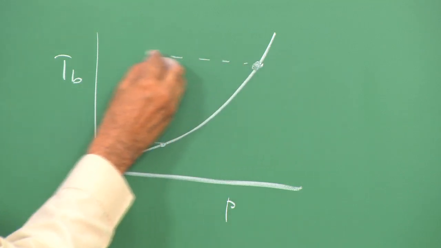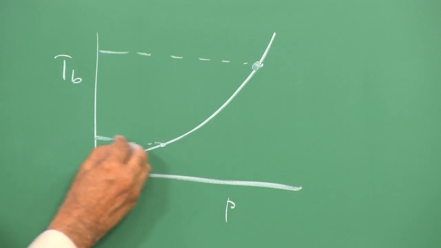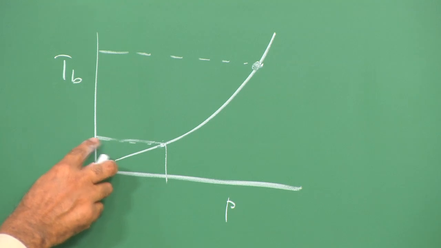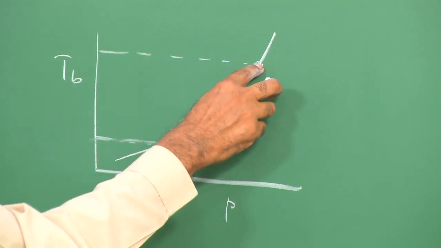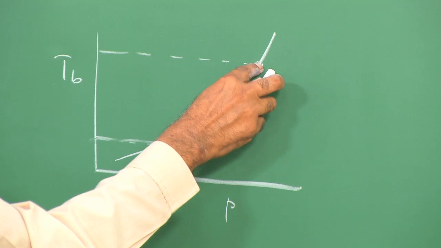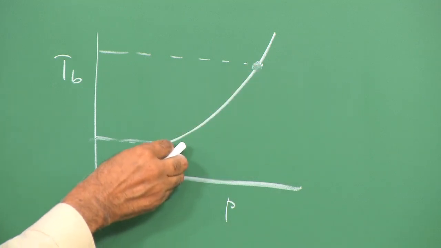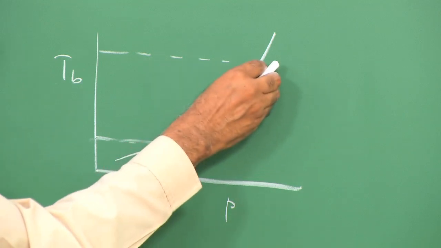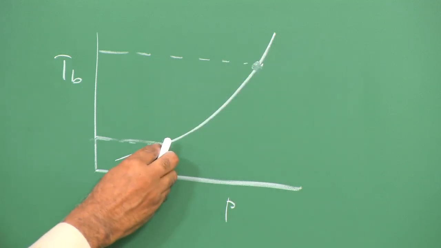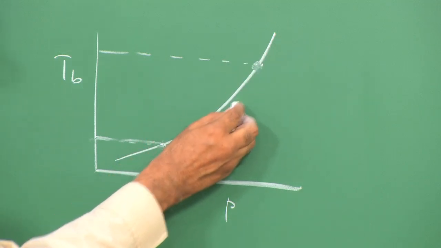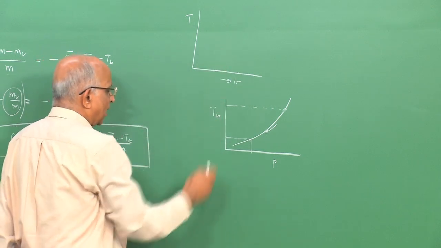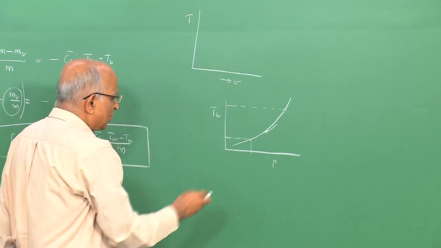Corresponding to that you have a lower boiling temperature. This is the original value. When I look at this particular pressure, which is the atmospheric pressure, the boiling temperature is lower, but the liquid was originally at this pressure, so it still retains the memory of this. The liquid is at this temperature, but now the pressure is low, so this temperature is a sort of metastable value. It just flashes because it has to reach the lower value, and this is how flash vaporization takes place.